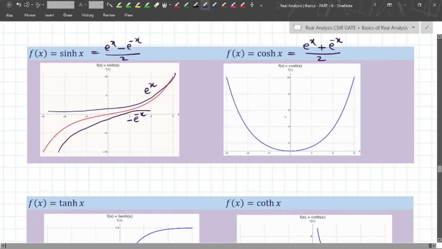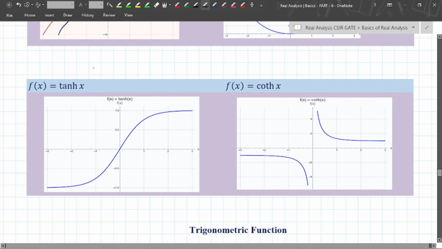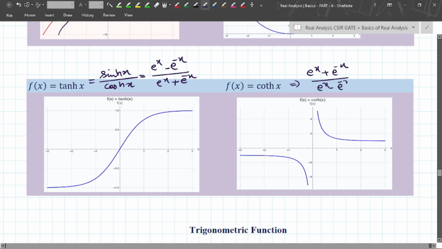Okay, next we have tan hyperbolic x. What is the tan hyperbolic? Tan hyperbolic x is sine hyperbolic x upon cos hyperbolic x, which is nothing but e to the power x minus e to the power minus x upon e to the power x plus e to the power minus x. And the reciprocal is e to the power of x plus e to the power minus x, and e to the power of x minus e to the power minus x. These are the graphs for that.